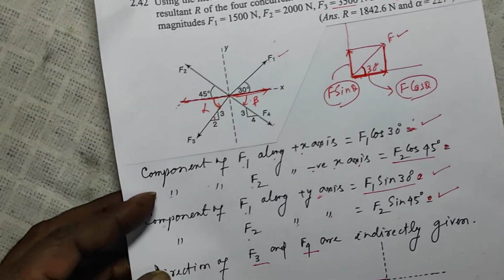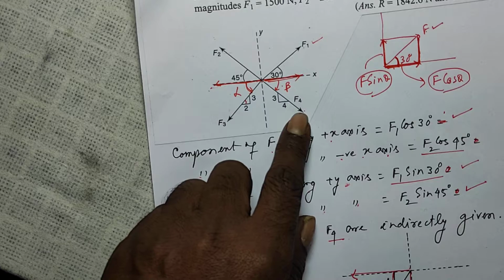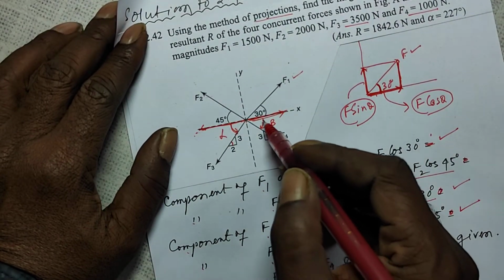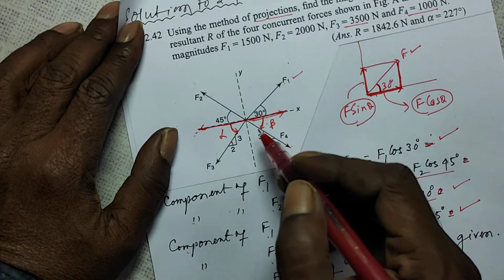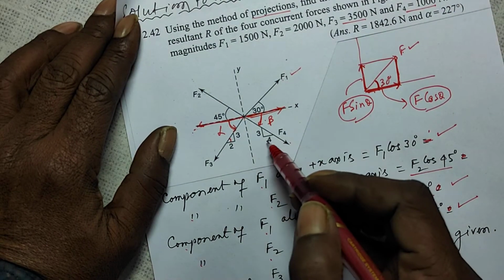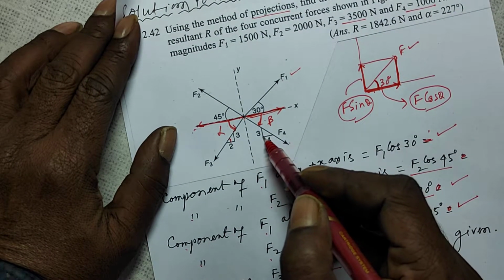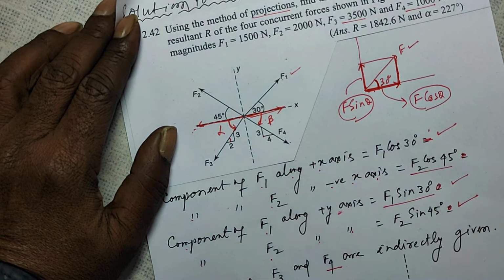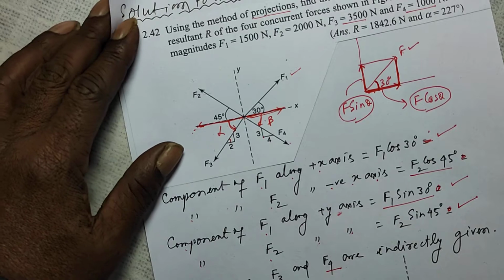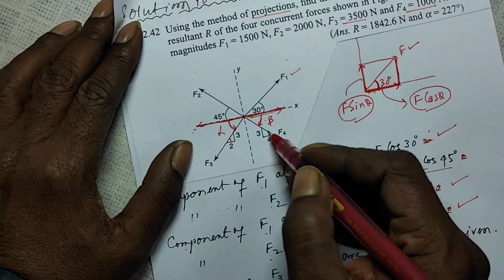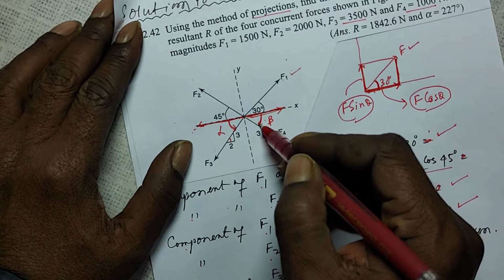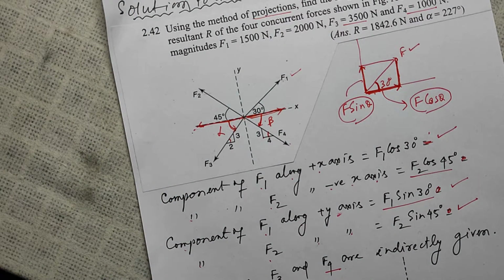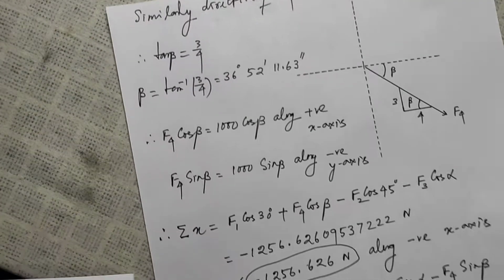Now let us go back to the force F4, which is given as 1000 Newton in the question. But this angle is not known. Let it be beta. Here it is shown from here to here is 3 units, and from here to here is 4 units. So I have redrawn the diagram for you. Let this angle be beta. So this will also be beta, right?